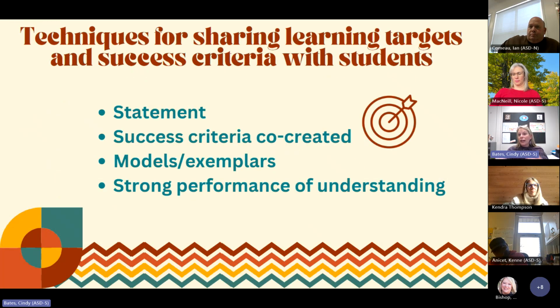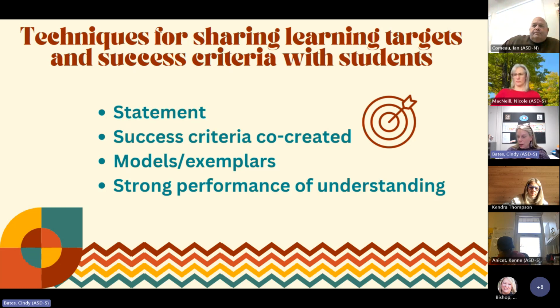So, a few techniques for sharing those learning targets. It can be in a simple statement. If you feel that the skill descriptor is written in student-friendly language for your grade level, you can certainly have that written as a statement. If it's not, you can feel free to adjust that. There are ways to do that.